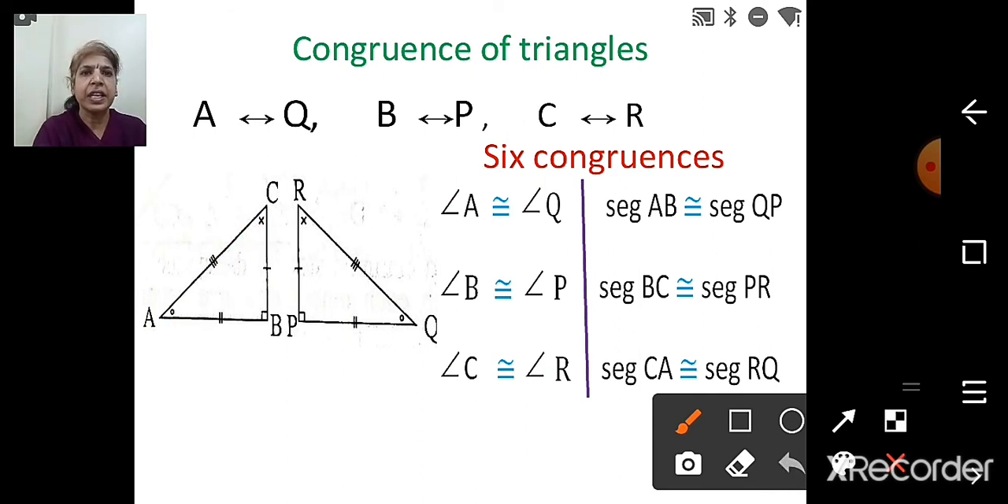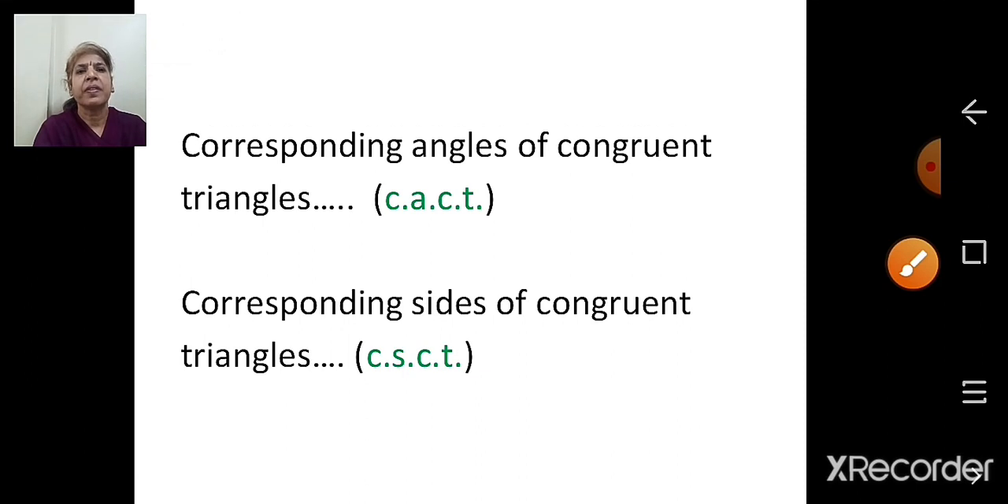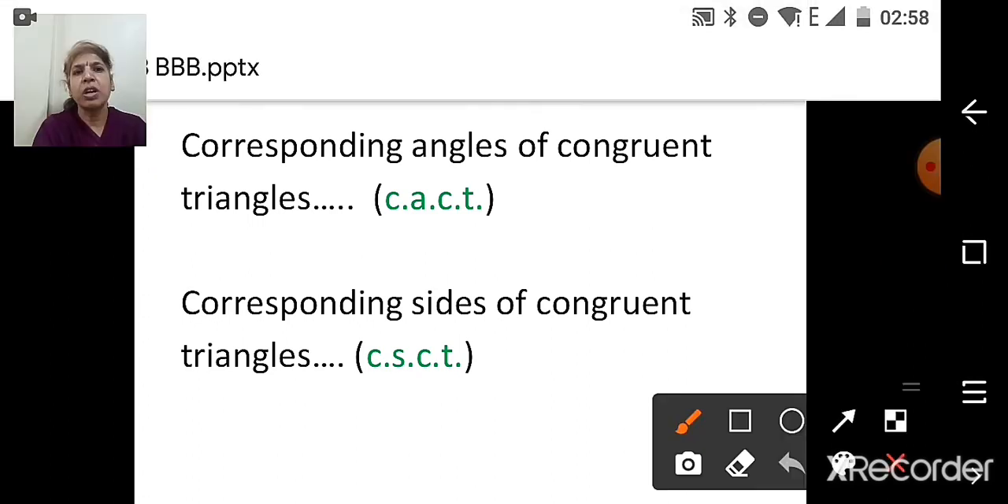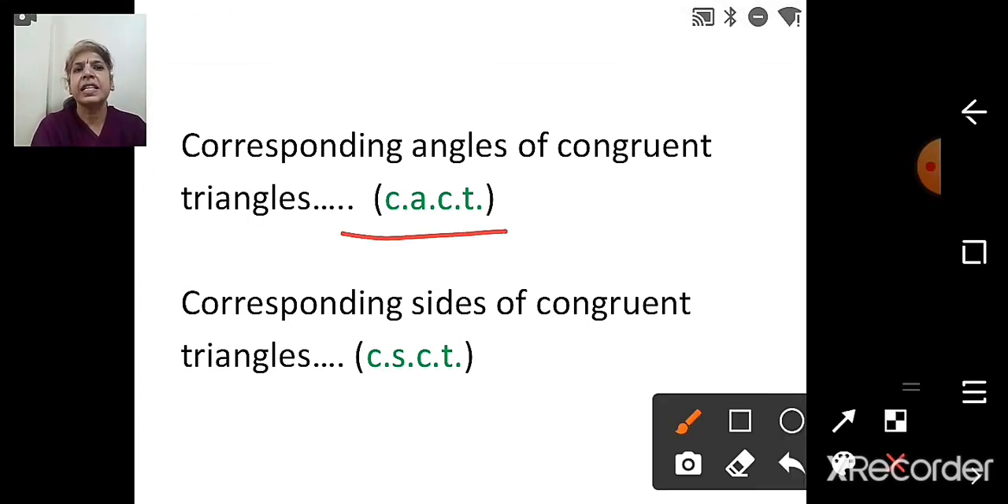And we have also studied that if 3 specific parts of one triangle are congruent with those of another, then the triangles are congruent. And these 3 specific parts also determine the test of congruency. So when 3 specific parts are congruent, then the remaining 3 parts are also congruent. Now if the remaining parts are angles, we call them corresponding angles of congruent triangles, and in short we write CACT.